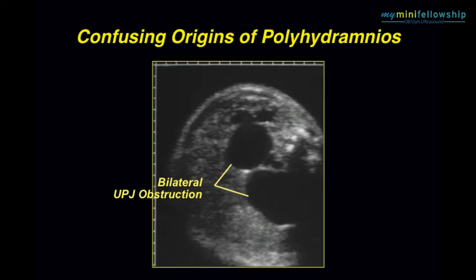I spent about 2 decades thinking about why that should be so, and I have to tell you that I don't have a clue. I don't know why bilateral UPJ obstruction should cause polyhydramnios, but without question, it definitely does. So when we're thinking about polyhydramnios, we must have a very broad concept of what might be going on. I'll touch on this to a greater degree later in the lecture.